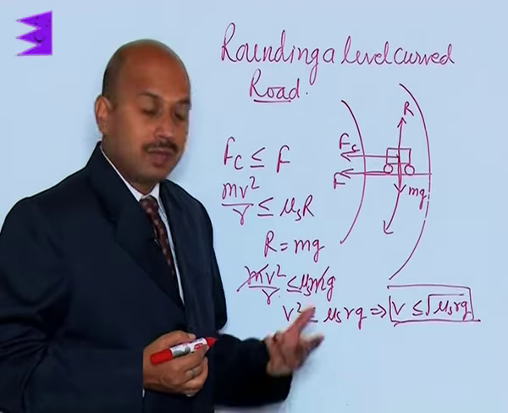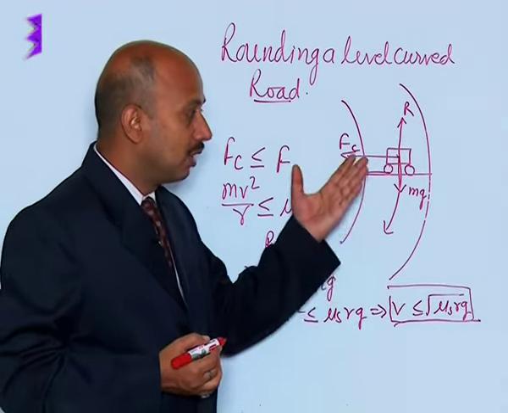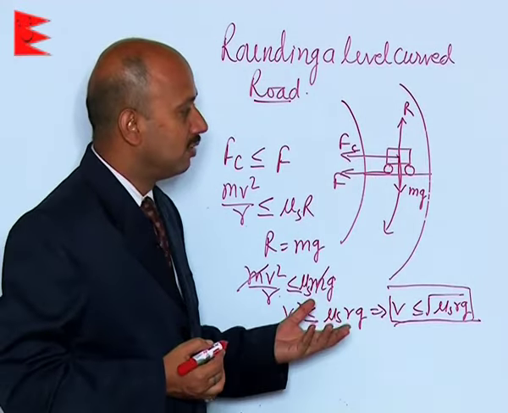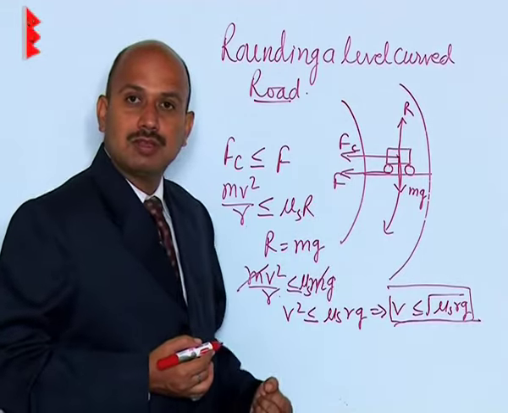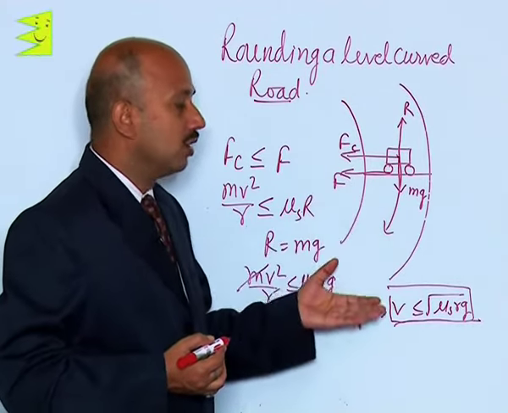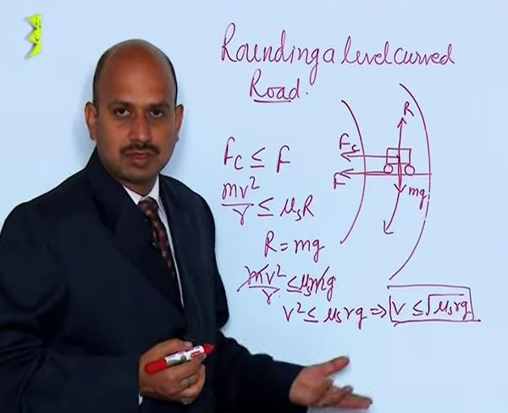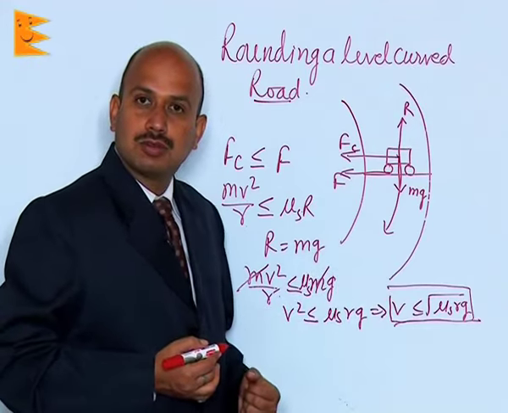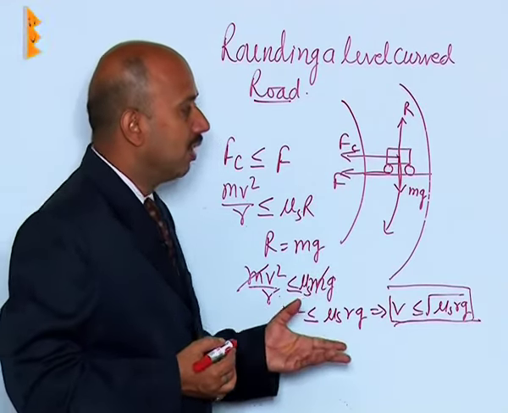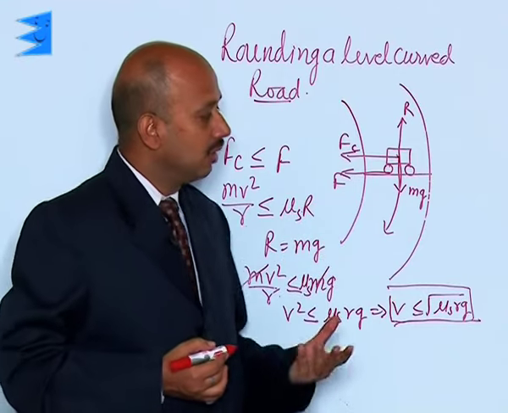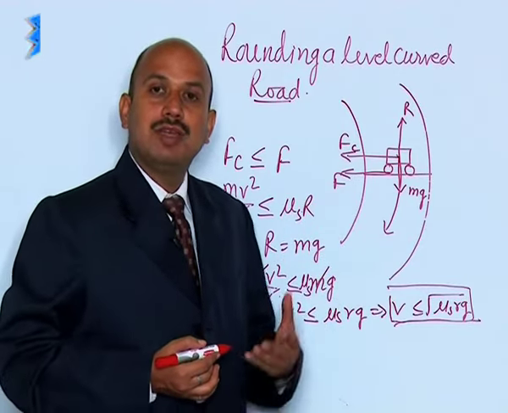But see here, the coefficient of friction may vary. Suppose the tires of the car are very smooth and the road is also very smooth, mu s will reduce. Also if oil or water is on the surface of the road, then also the frictional force reduces. In that case the velocity reduces for a safe turn. It means if friction is very less or the surface is smooth, then you have to take the turn with very low speed.